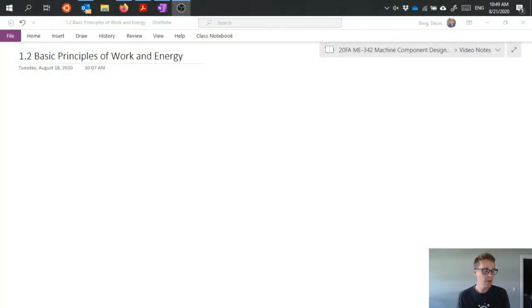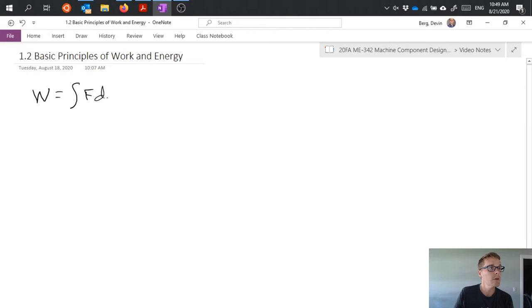So I'm going to get started. Principles of energy: energy and work. Work is a form of energy. Work is equal to the integration of a force over a distance. Basically, what that means is if we apply a force to a mass and move it over a distance, we're doing work on that mass.